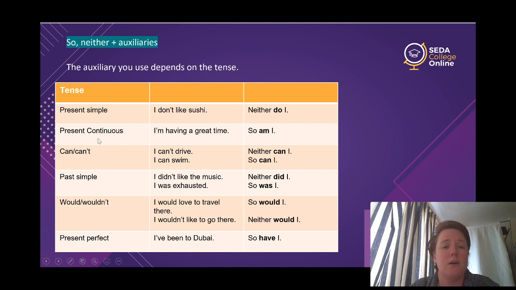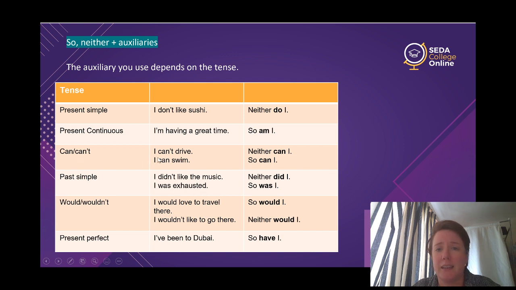The next one, present continuous. I'm having a great time. You want to answer them? So am I. So look, I'm using am here because the verb to be is, okay? So sorry, the verb to be is be, but we're just using the correct one here, okay? The next one, can or can't.